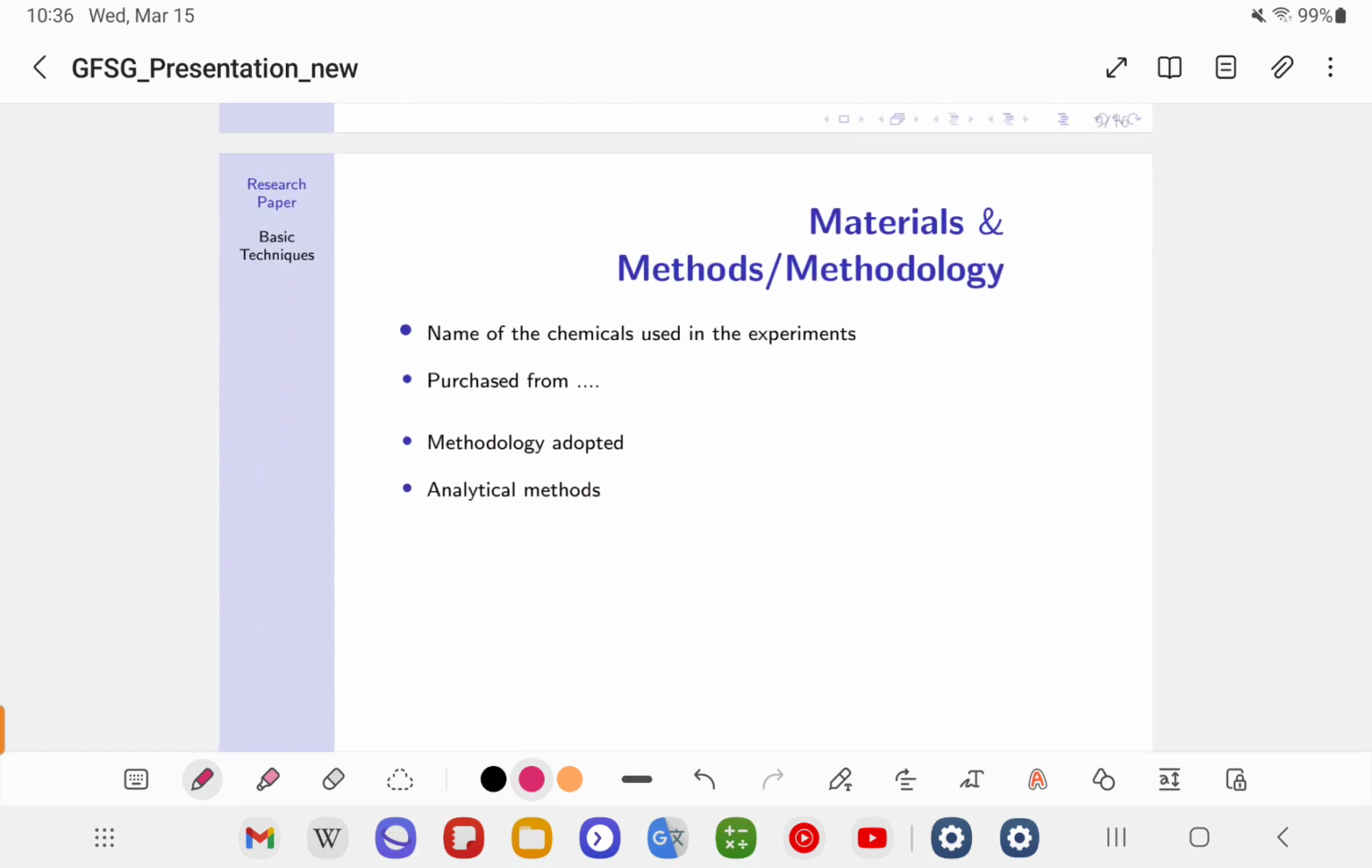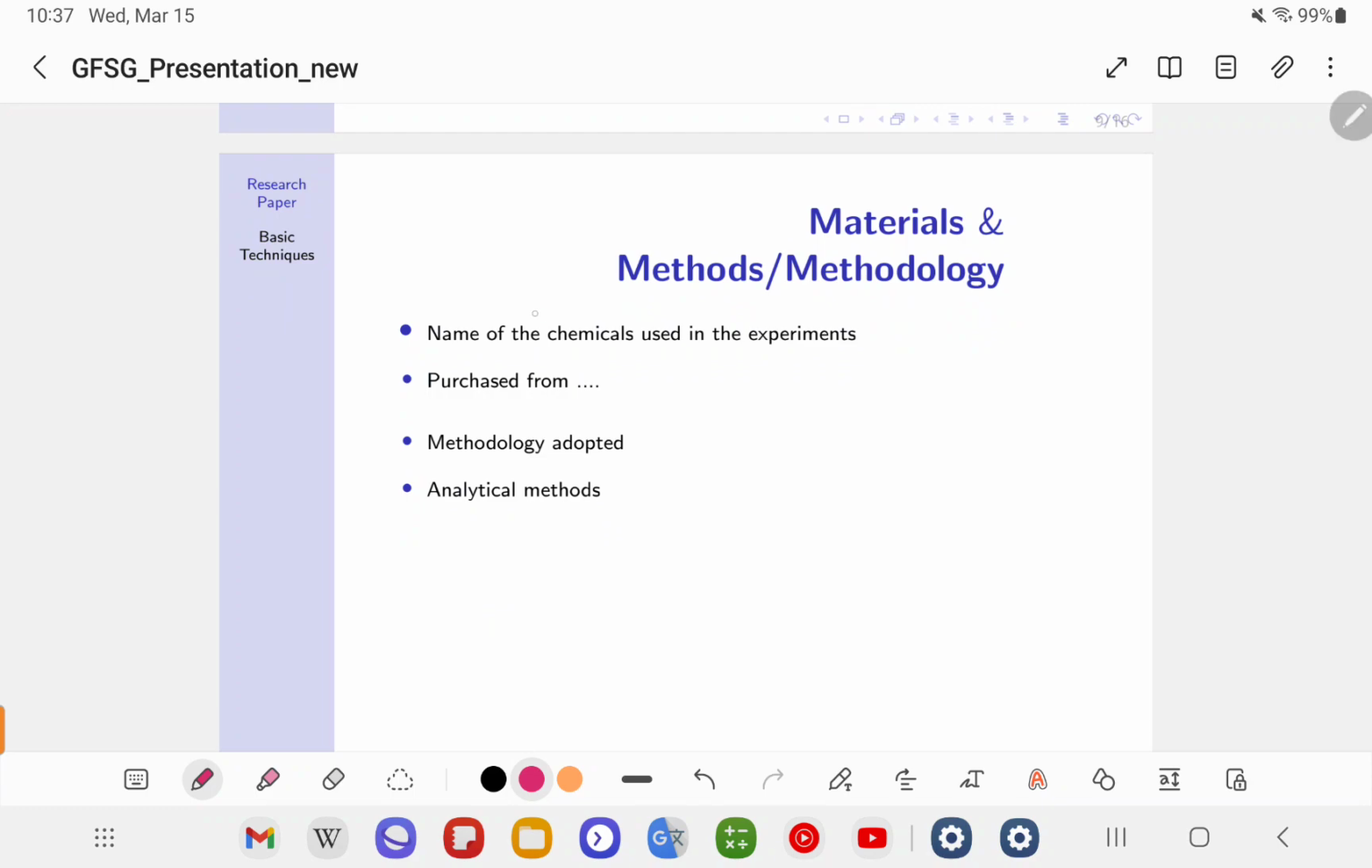Next section, materials and methodology. Of course, if you have carried out experimental work, then materials will come into the picture. But if you have done a simulation, then of course the simulation methodology will come into the picture. But the section will remain the same.